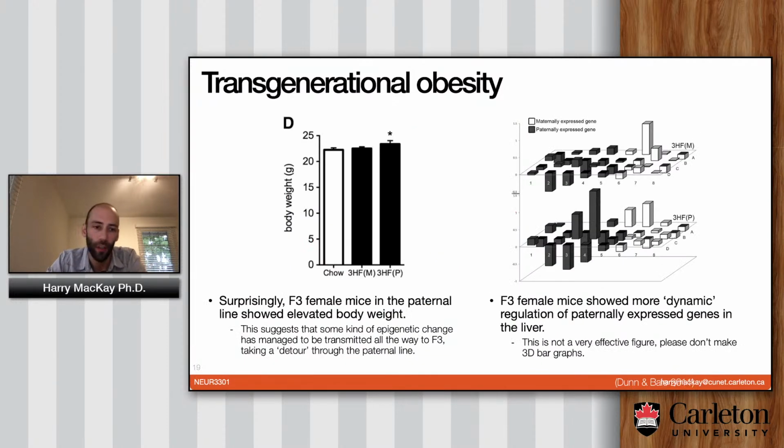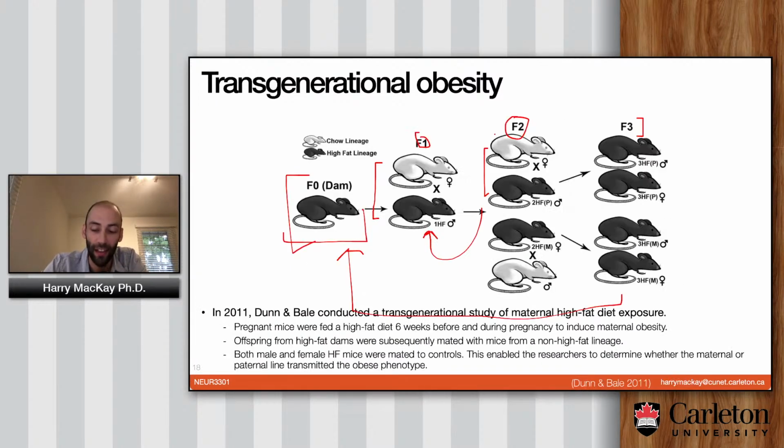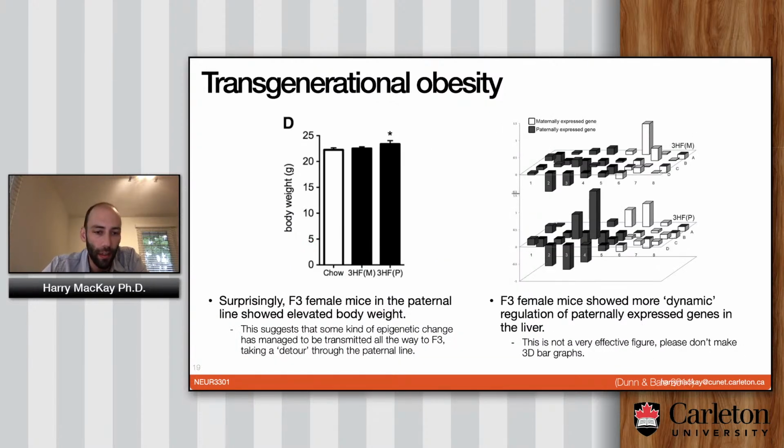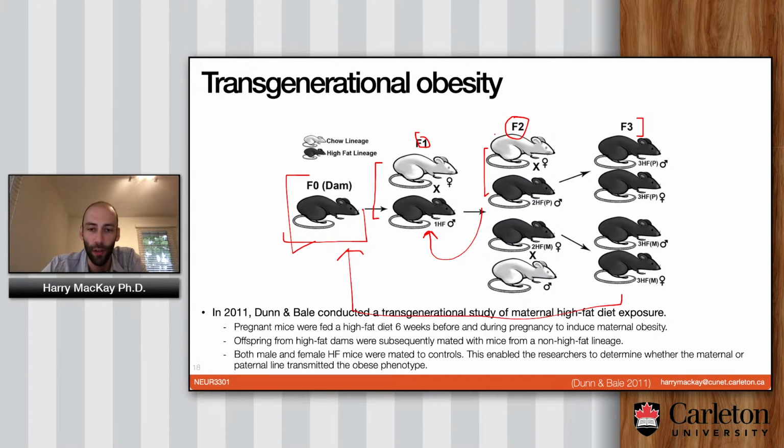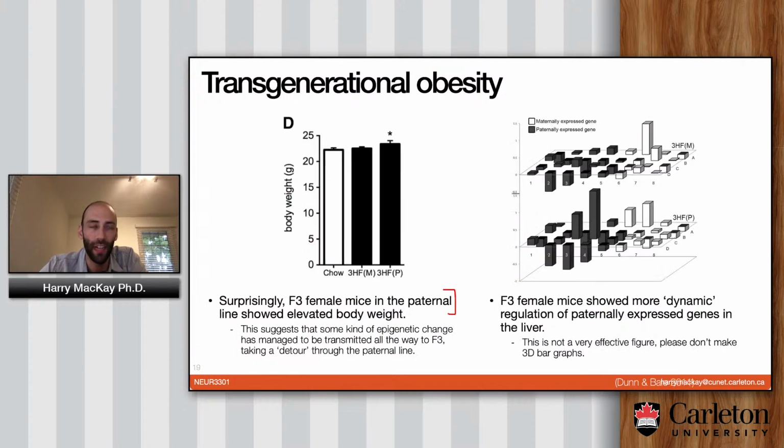What they found was that F3 mice, meaning mice all the way over here and not directly exposed to any of this, still had, in the paternal line I should say, so F3 mice that had a dad who had been exposed, not a mom, F3 mice that had a dad that had been exposed to that maternal obesity back in the earliest generation showed elevated body weight relative to controls. Now, it's not a big difference, but it's statistically significant, and that's good enough for us.